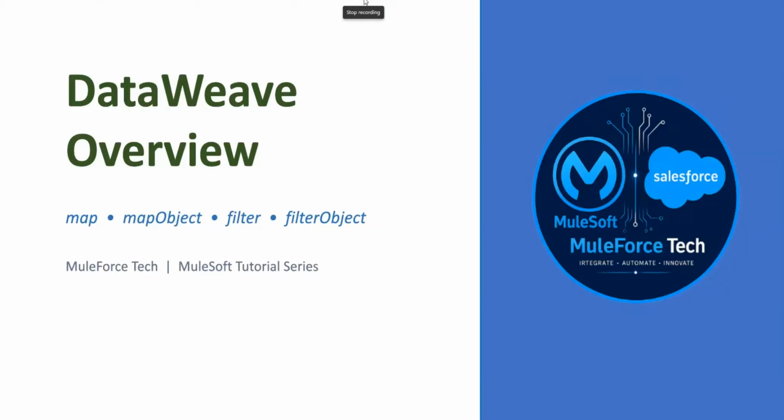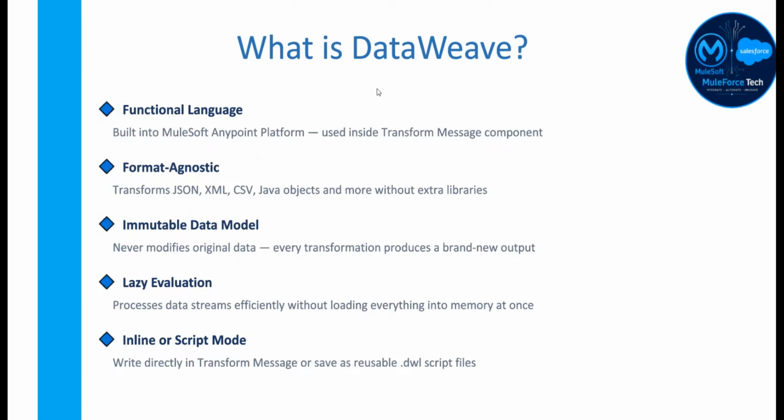Today we are going to cover 4 of the most important and frequently used functions in DataWeave: map, mapObject, filter and filterObject. By the end of this video, you will know when to use each one and how to write them confidently.